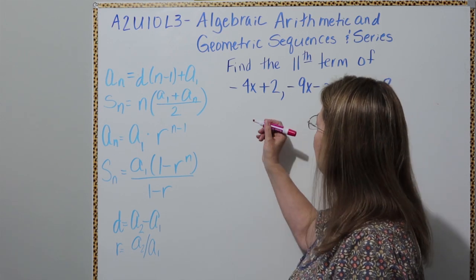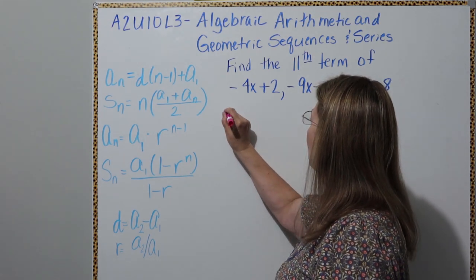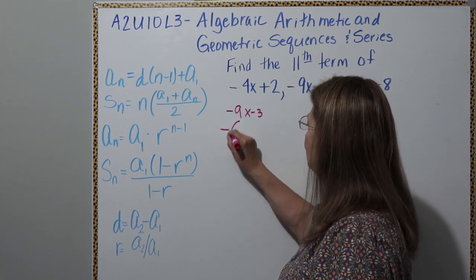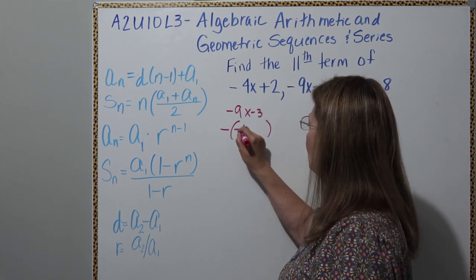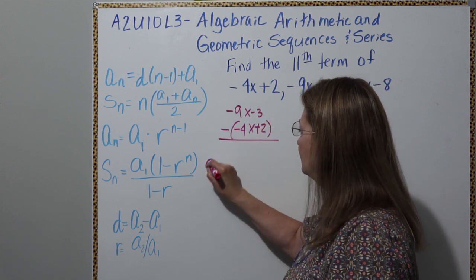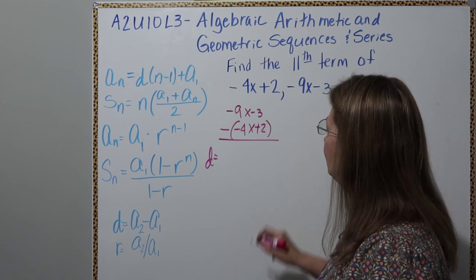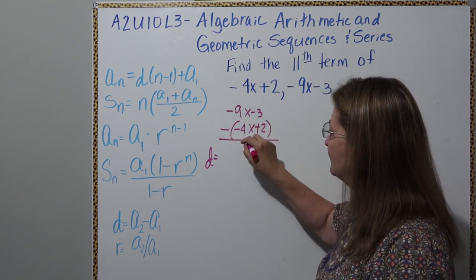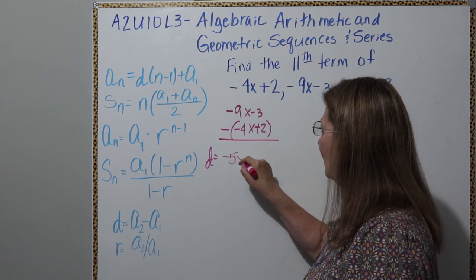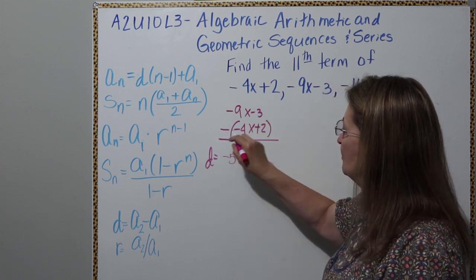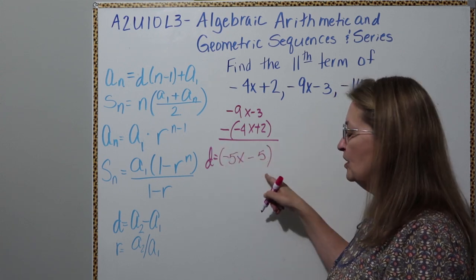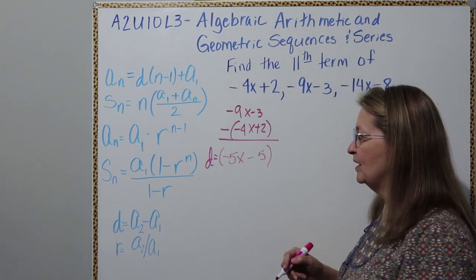It's going to look a little different if we take the second term, which is negative 9x minus 3, and we subtract this first term, which is negative 4x plus 2. This is going to give us d. So negative 9 minus negative 4, that changes to plus a positive. So you've got negative 5x. Negative 3 minus 2 is negative 5. So here's our d, negative 5x minus 5.